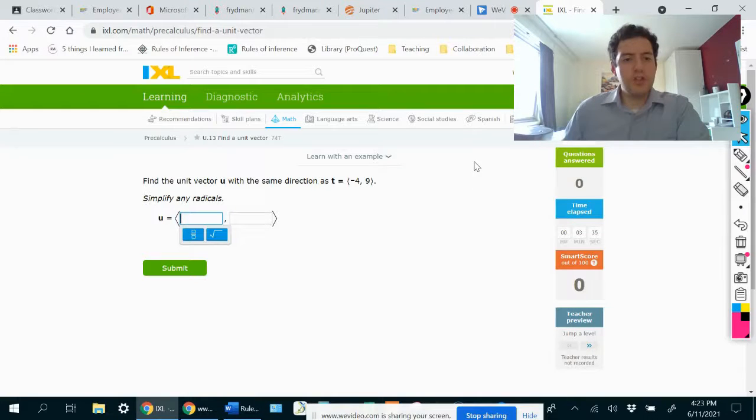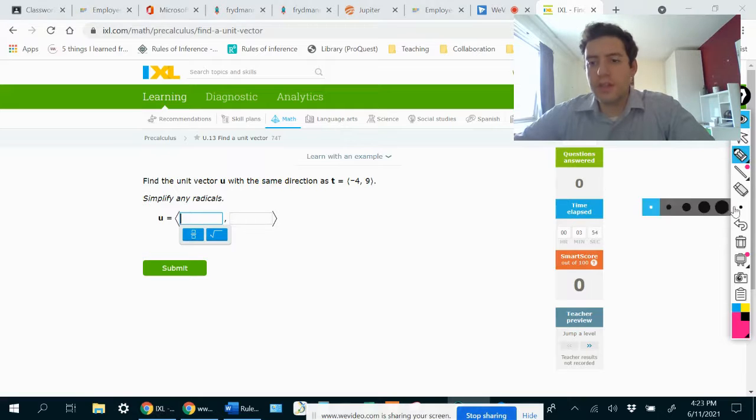Hi, everybody. Let's do IXL pre-calculus find a unit vector. So the first question here is find the unit vector u with the same direction as t, where t is -4, 9. Those are the components of t.